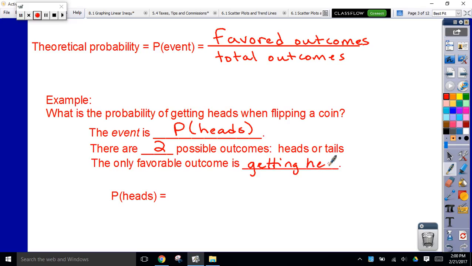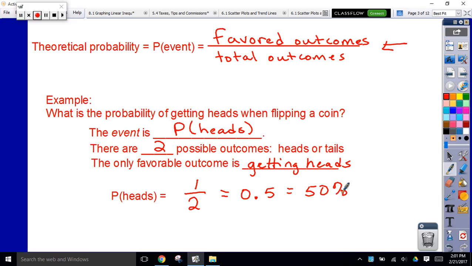So the probability of getting heads, there's one way to get heads, so I'm going to put 1 divided by 2 total outcomes. So we're using the equation up here. Favored outcomes, there's 1. There's 1 head on the coin. There are 2 different pictures on the coin. So the probability of getting heads is 1 out of 2, which we can also write as 0.5, or we can write it as a percent. What percent would that be? Kaylin? 50%. So we can write probabilities 3 ways, as fractions, as decimals, and as percents.